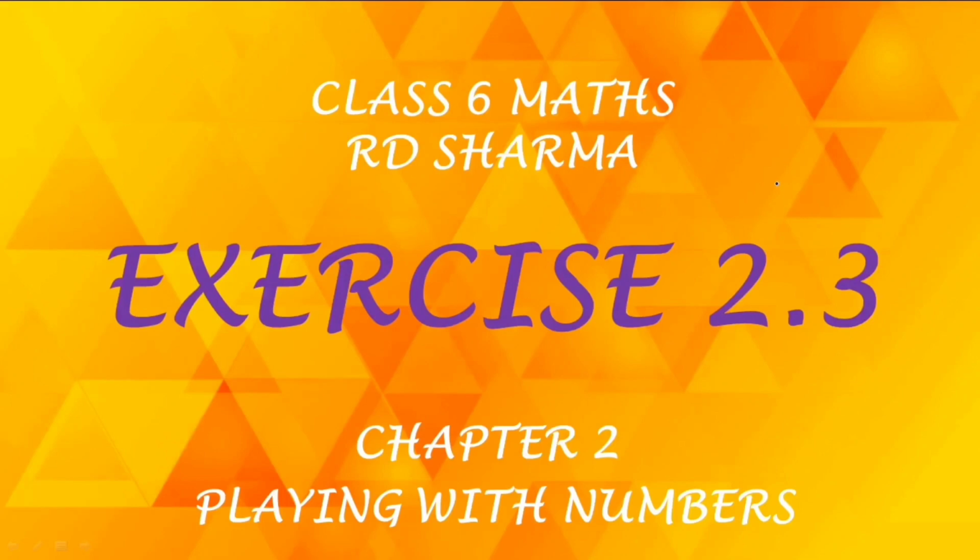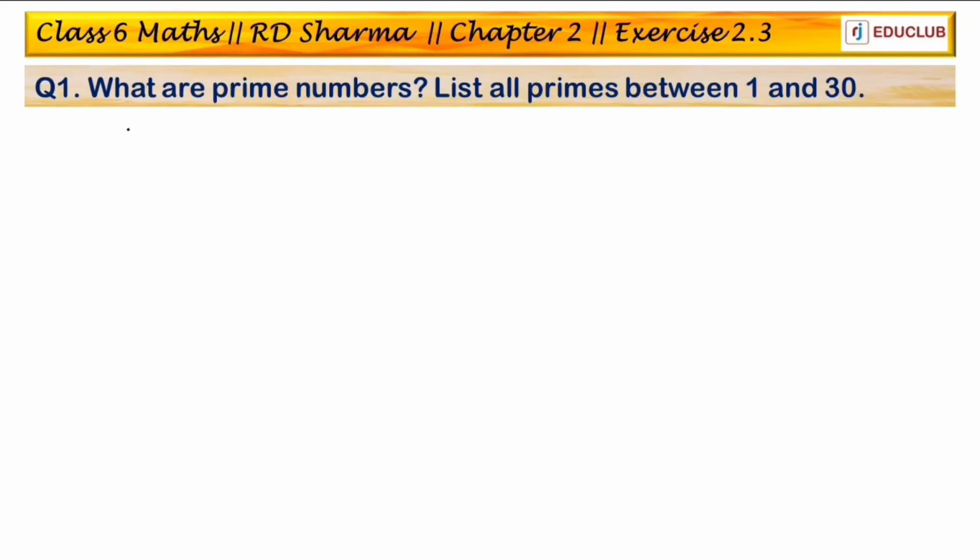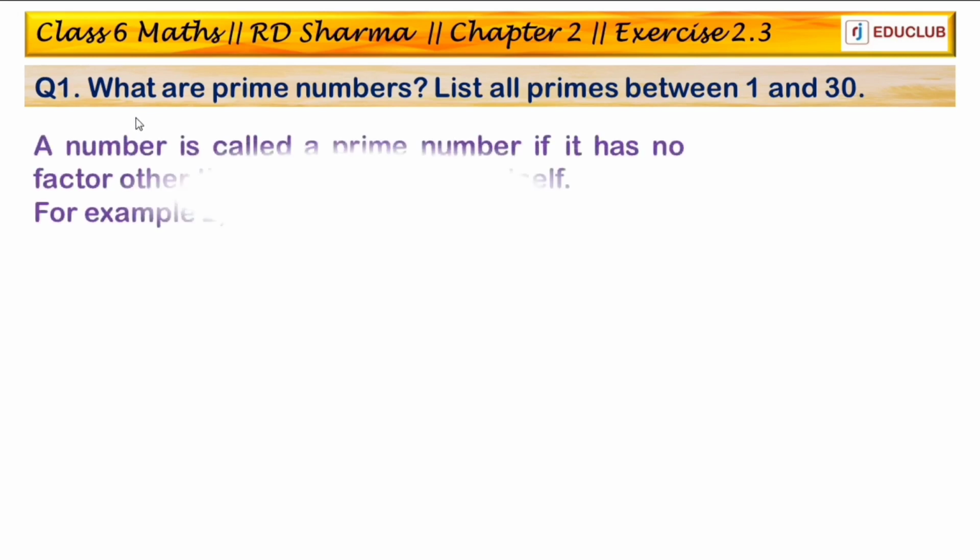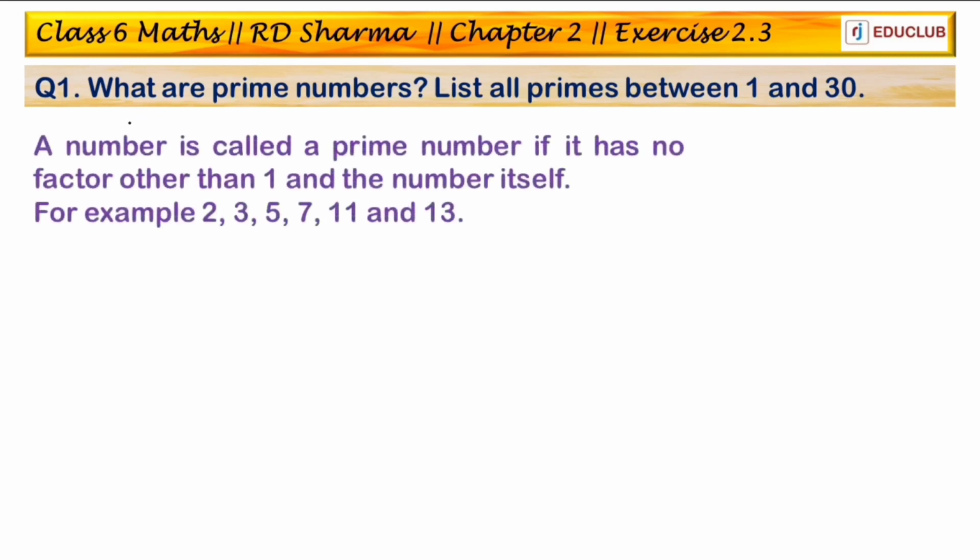Exercise 2.3. Now question 1. What are prime numbers? List all prime numbers between 1 and 30. We have seen in the explanation videos, a number is called a prime number if it has no factor other than 1 and the number itself. The number will be called a prime number if it has only two factors, 1 and the number itself.